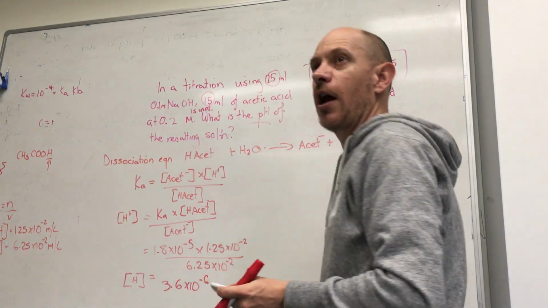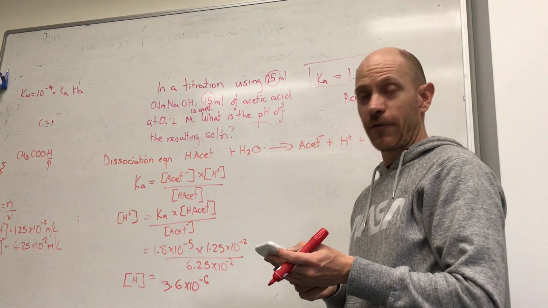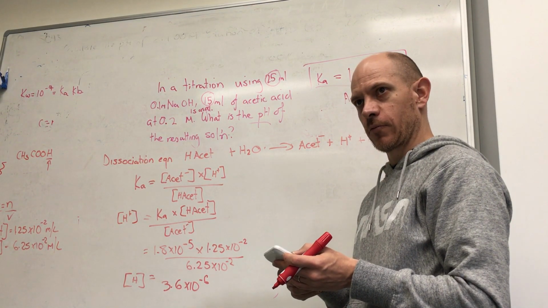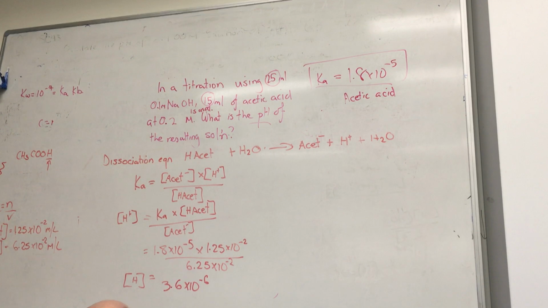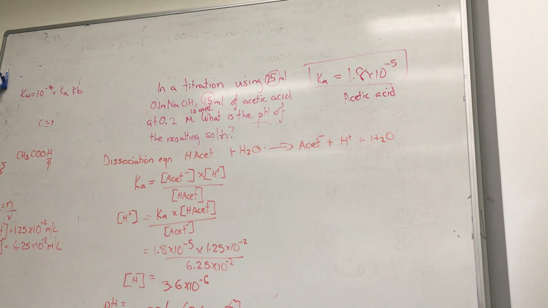That's what I got. And then what's the next step from there? Take the negative base 10 log. So you do minus log of 3.6 times 10 to the minus 6, which gives us the pH, 5.44. Is that the final answer that we need? That would be the final answer that you need at the end of the titration.